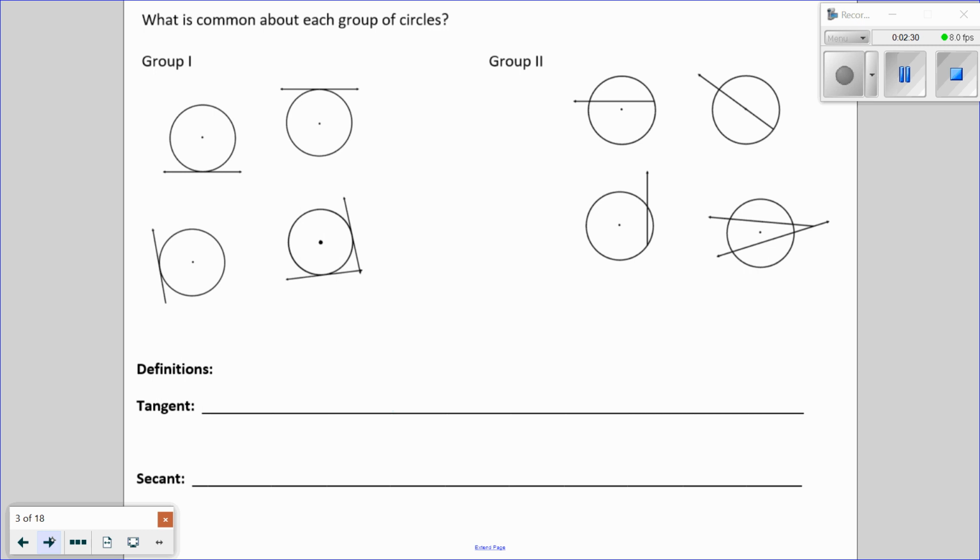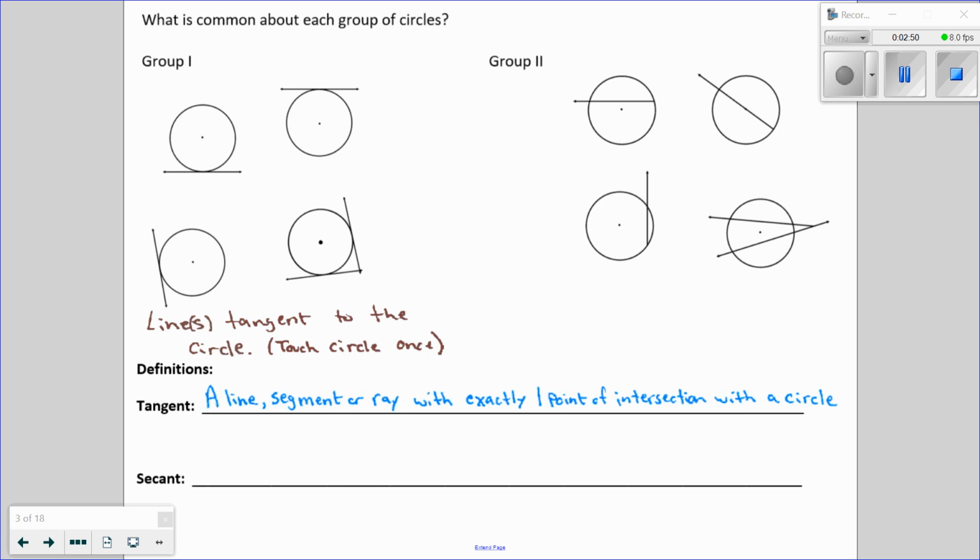Okay, so let's look at these 2 groupings of segments. What's true about all the segments in group 1? All the segments in group 1 touch the circle only once. These are all tangent lines. So a tangent line is a line, segment, or ray with exactly 1 point of intersection with the circle. Tangent lines touch once. So a line, segment, or ray with exactly 1 point of intersection with a circle is called a tangent line.